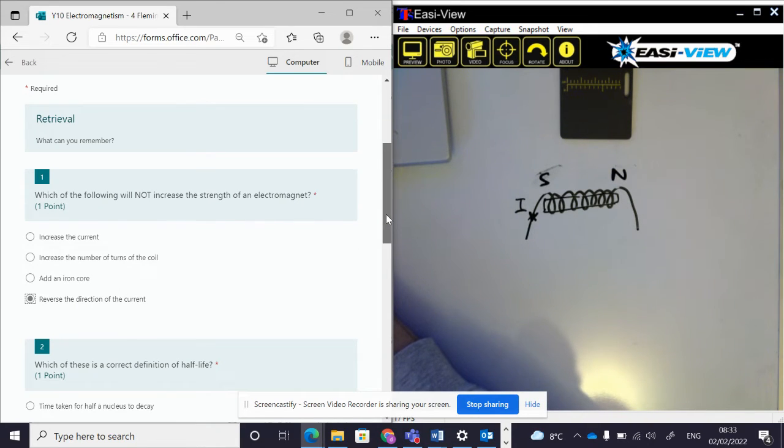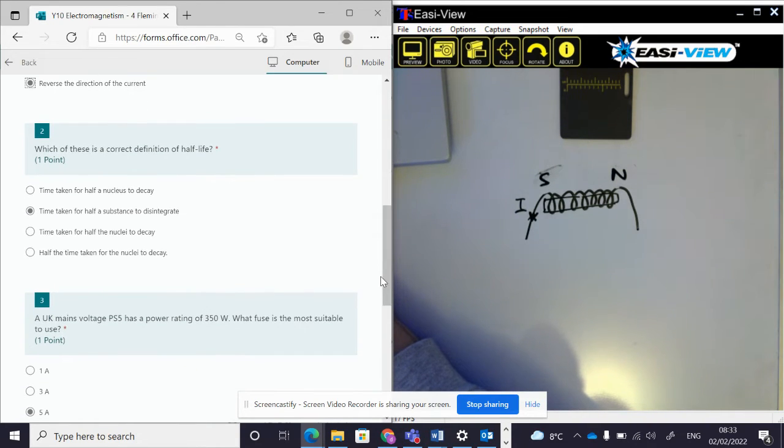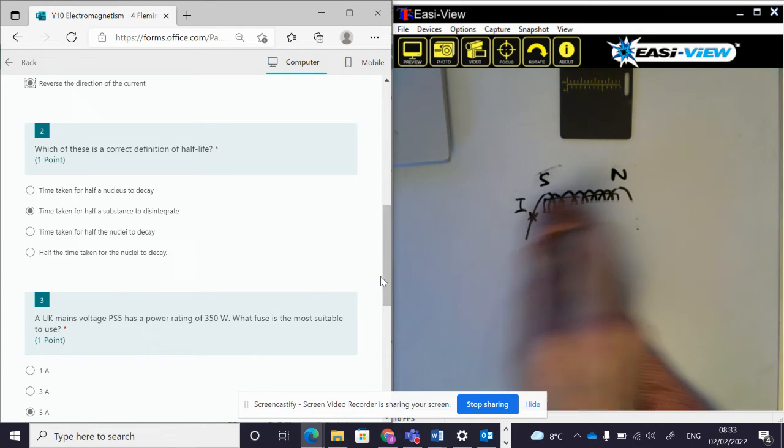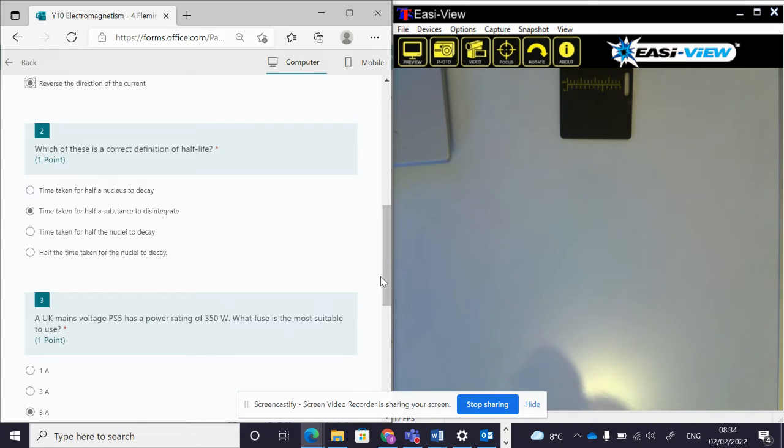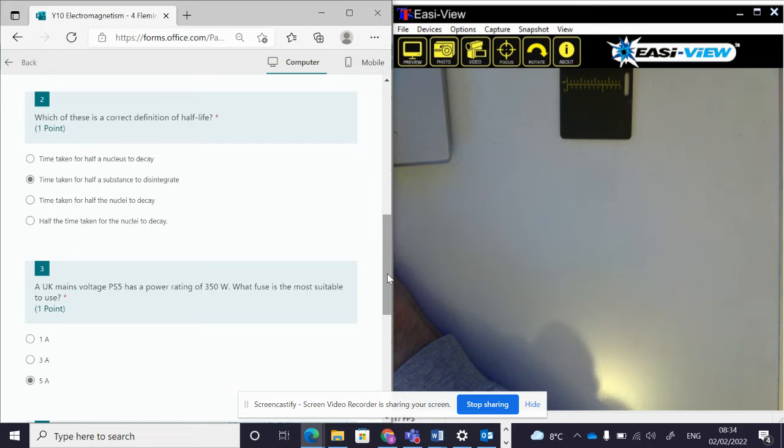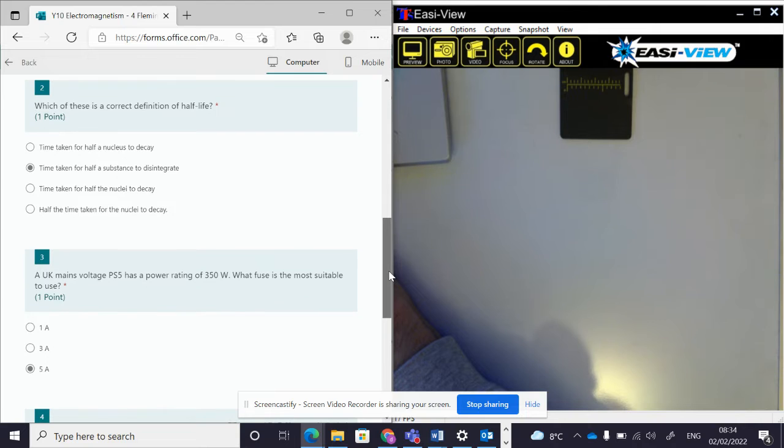Next one, definition of half-life. So the half-life of a substance, you've not done this yet. The half-life of a substance, you could look it up. Seven words: time taken for the activity to halve. Now, another way of describing that, time taken for half a substance to disintegrate, that also doesn't quite cover it. So what have we got?